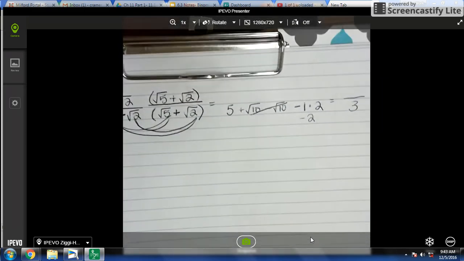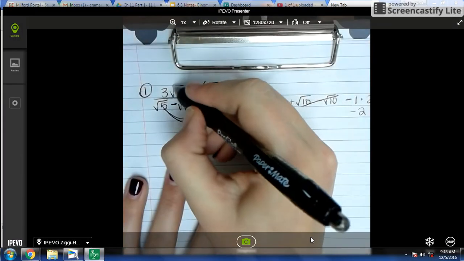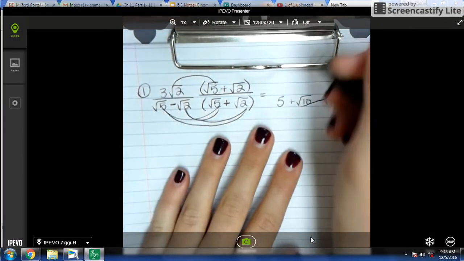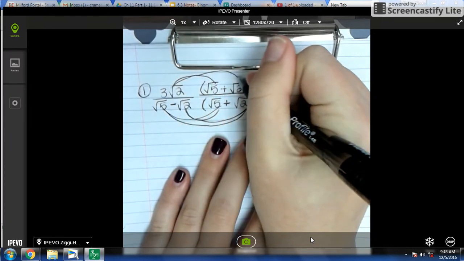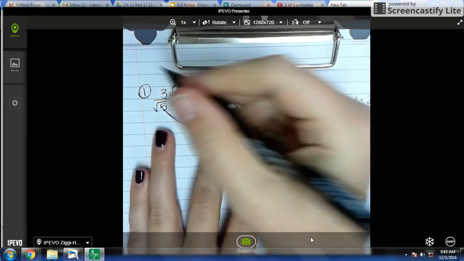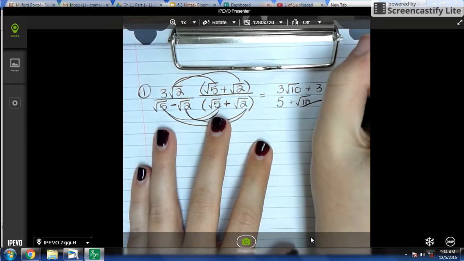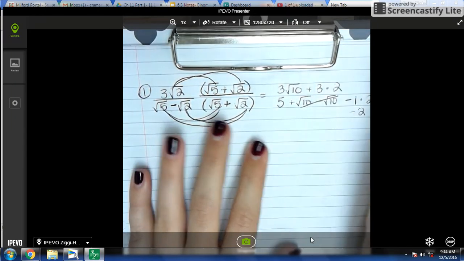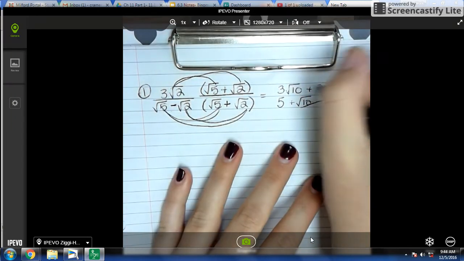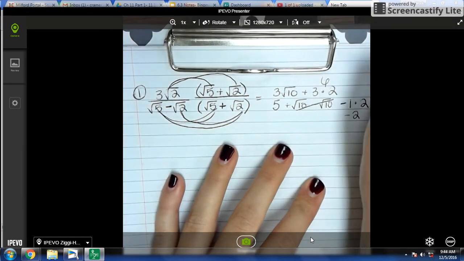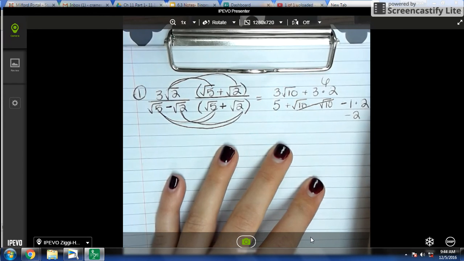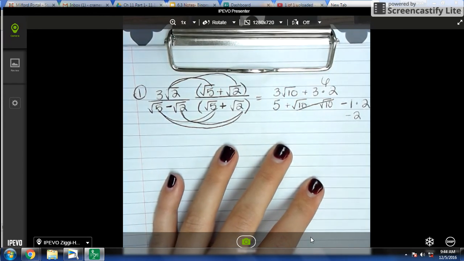All right, and then on the top, we also have to distribute this in. So 3 radical 2 times radical 5 would be 3 radical 10. And 3 radical 2 times radical 2 will be 3 times radical 2 times radical 2, which is 2. So on top, we have 6 plus 3 radical 10. And on the bottom, we have 3.